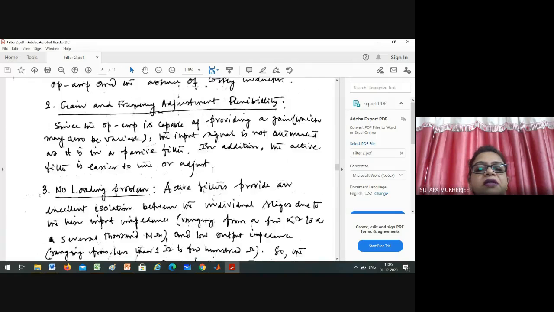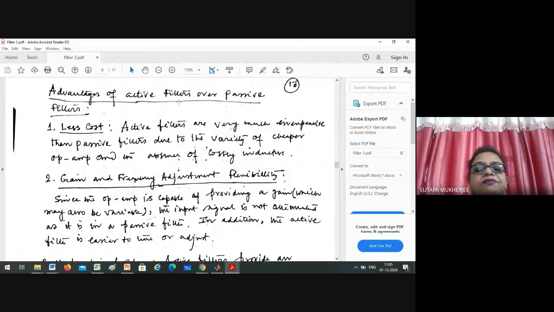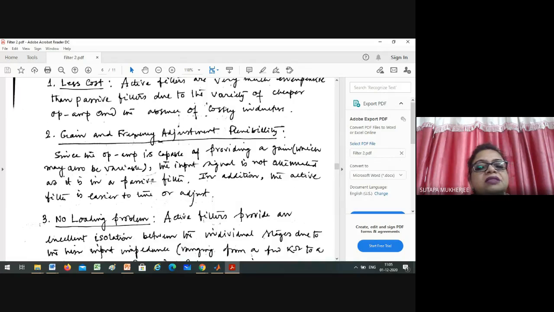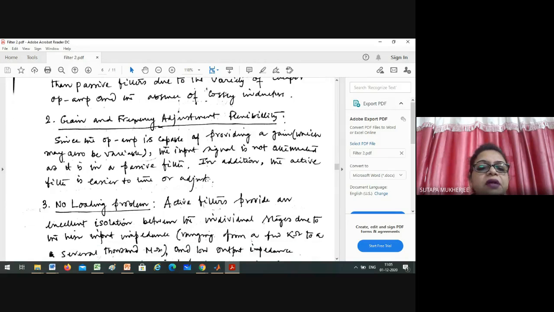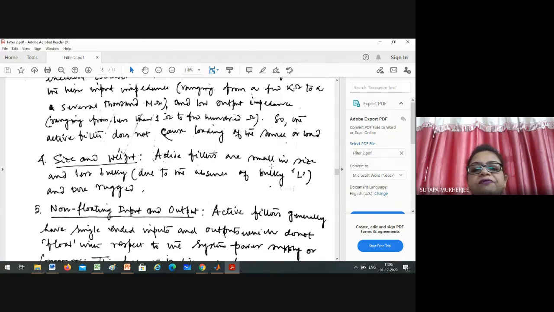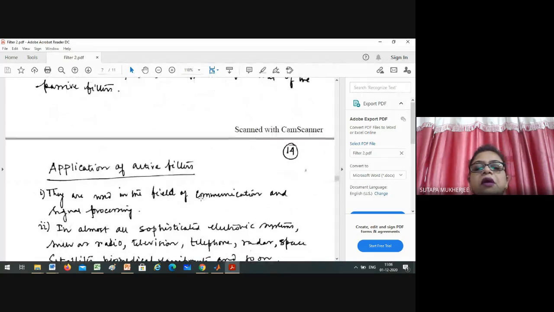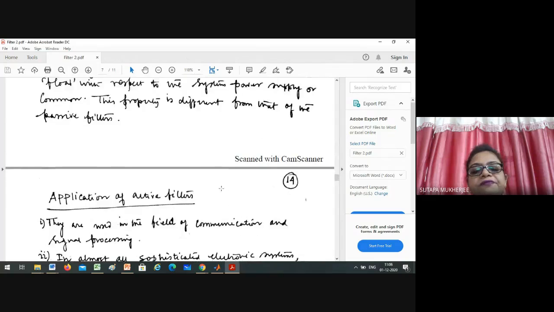What are the advantages you are saying here? Number one is less cost. Less cost in active filter, because inductance is not over here. In case of passive filter, inductance is there, that is the expensive element. Next, on the basis of gain and frequency adjustment, you will get the opportunity in case of active filter. No loading problem is there. Size and weight are less in case of active filters because of the absence of bulky inductance. Non-floating input and output. Now come to application of active filters.